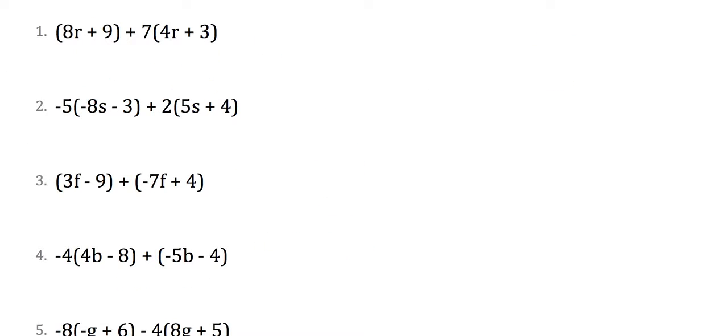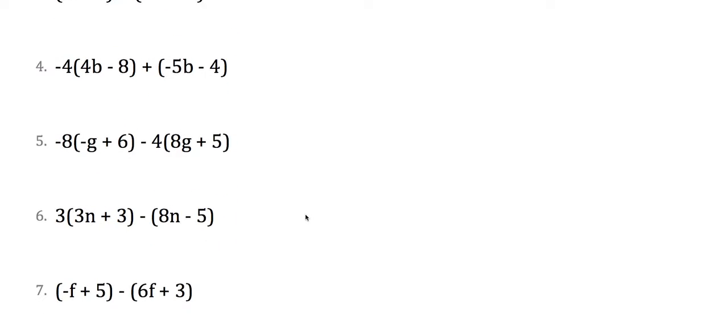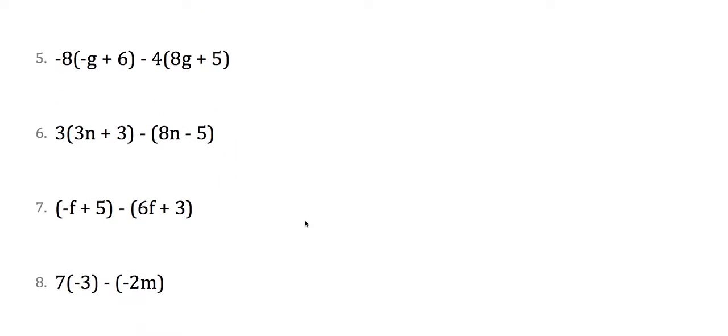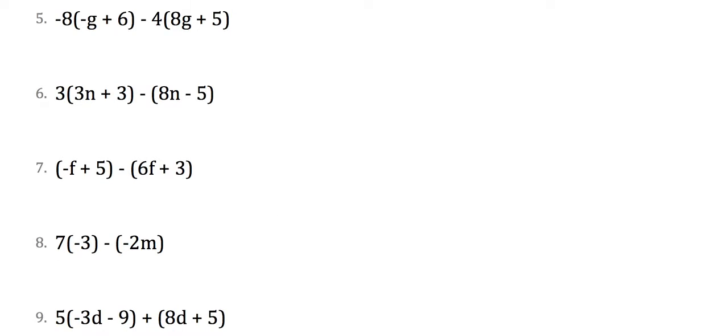Let's scroll up here. Number 5. So for number 5, let's just multiply these out. So I'm going to get a positive 8g, because a negative times a negative is a positive. Negative 8 times 6 is negative 48. Negative 4 times negative 8g is negative 32g. I'm sorry, there's a g there. Negative 4 times 5 is negative 20. So now 8g minus 32g is negative 24g. And negative 48 minus 20 is negative 68.